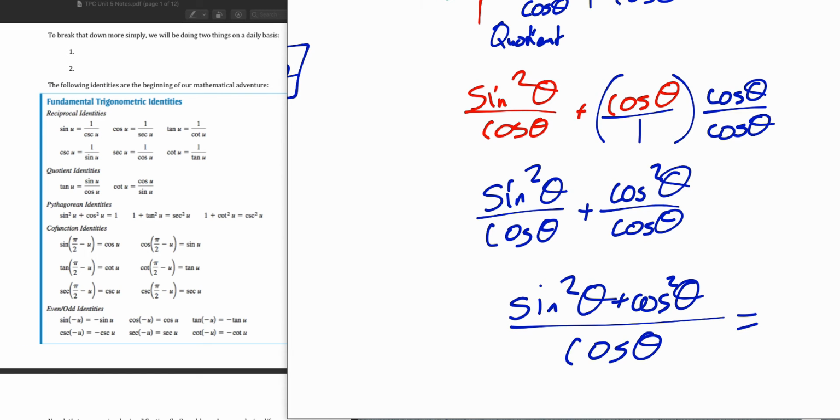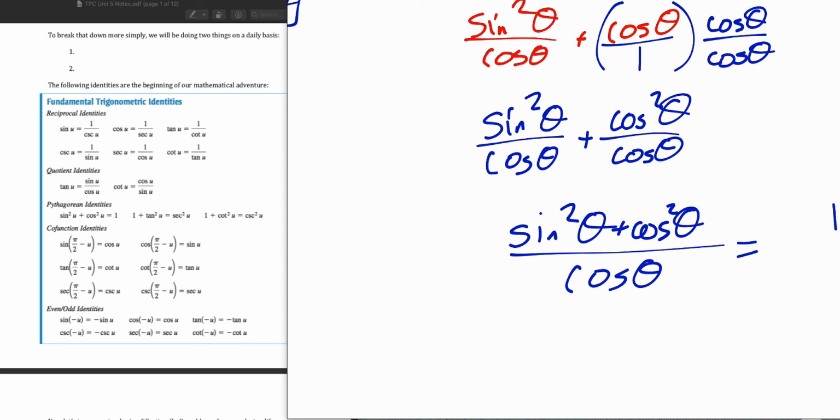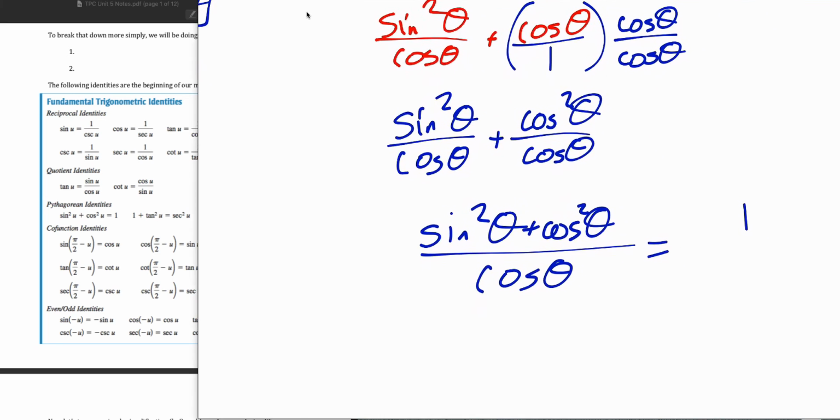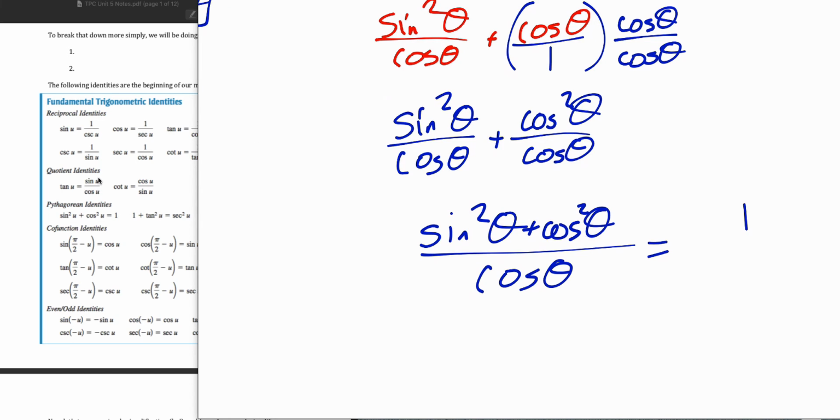When we add those two fractions together, we got sine squared of theta plus cosine squared of theta over cosine. That numerator, that's hopefully looking kind of familiar to you by now. Let me actually shift this over just a little bit. That numerator, sine squared plus cosine squared, looking over here on the left side, that's just equal to 1. So we end up with 1 over cosine. That's a Pythagorean identity. And 1 over cosine is the same as secant of theta.